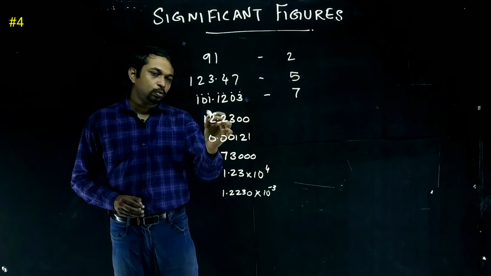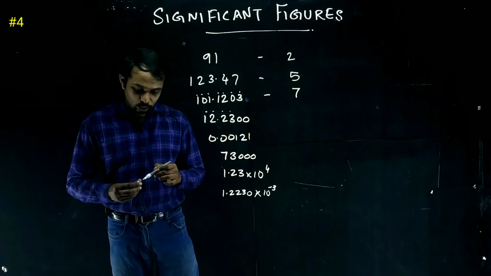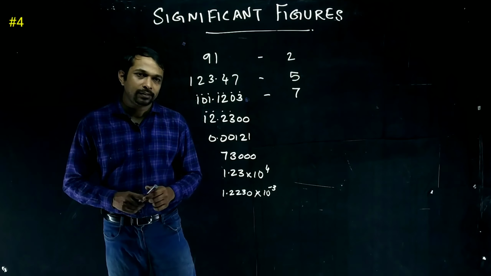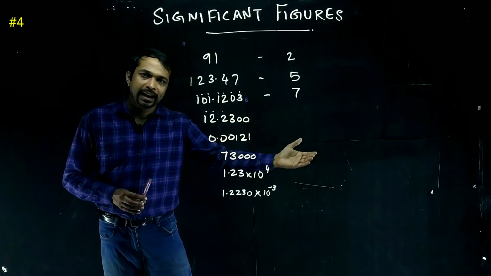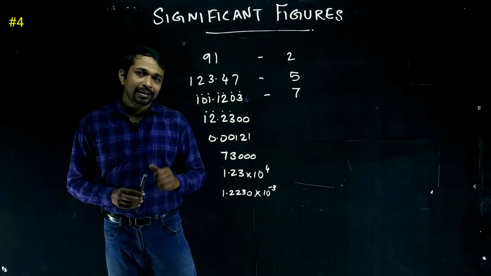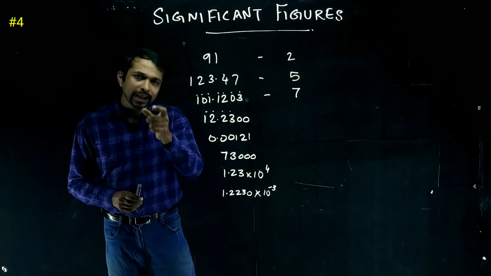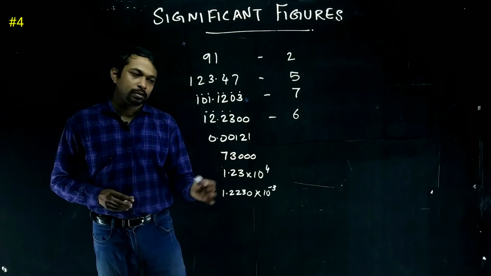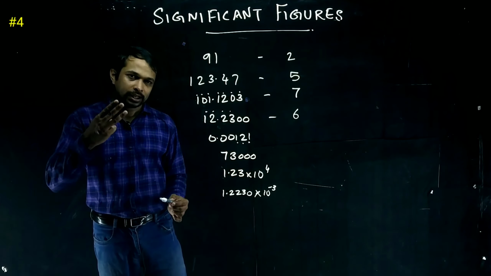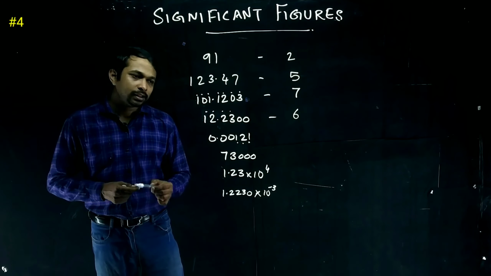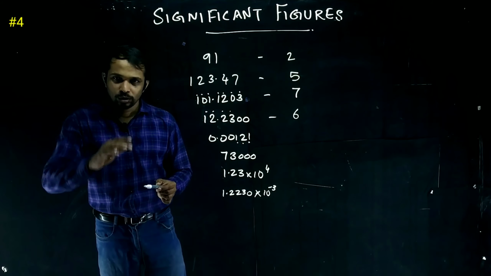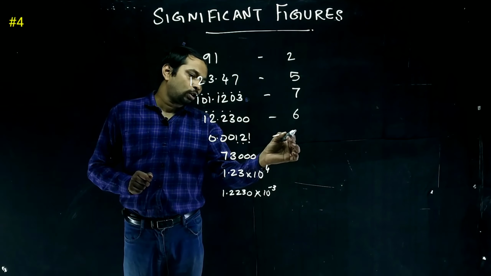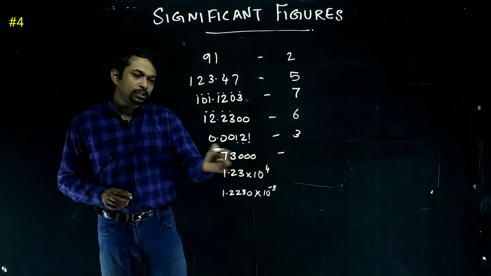What about this one? 1, 2, 3, 4. And what are these 2 zeros? Are they significant or not? Yes, they are significant, because they are trailing zeros after the decimal point, and that gives you accuracy also. So 6. And what about this one? 1, 2, 1, 3. Okay. And are these 2 zeros significant? No, they are just standing, holding their places, right? So only 3.